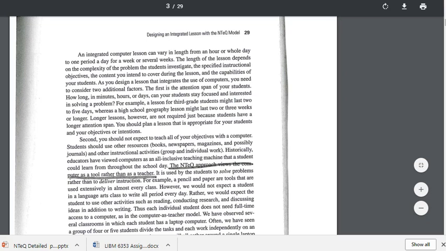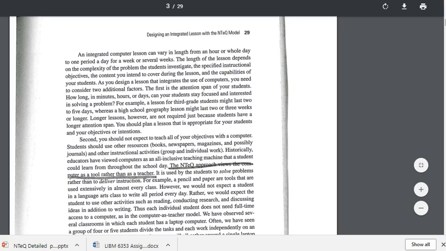Historically, educators have viewed computers as an all-inclusive teaching machine that a student can learn from throughout the school day, but the NteQ approach views the computer as a tool rather than the teacher. It's to be used by the students to solve problems rather than to deliver instruction.